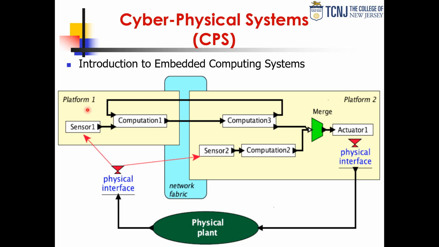Now, on this side, you have this other platform that has one sensor, and has two interfaces with platform 2, which is through a network fabric. So we have here the output of this computational unit going into this one, and also one output of this computational unit going back into computational unit 1. So these two links are connections through a network.